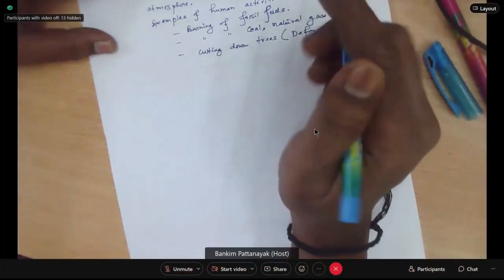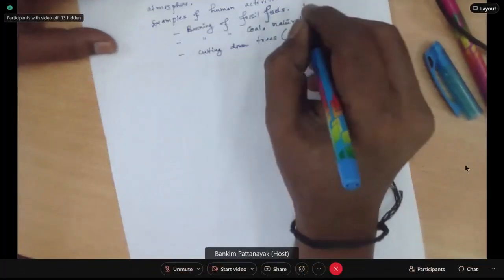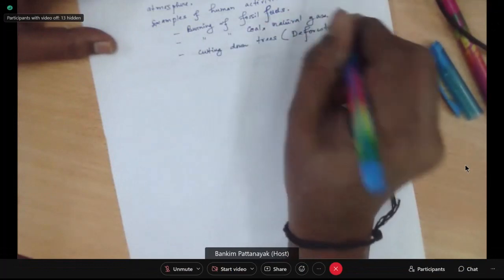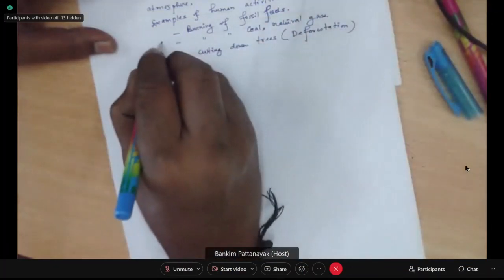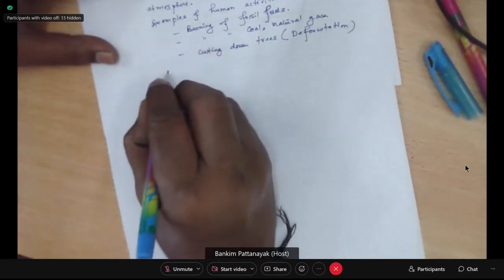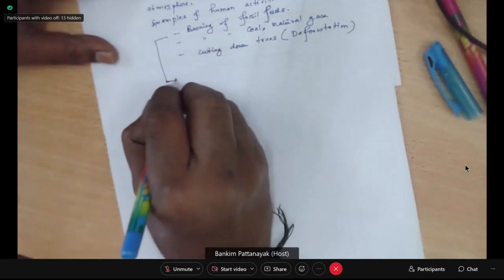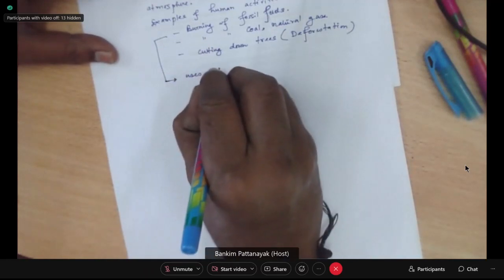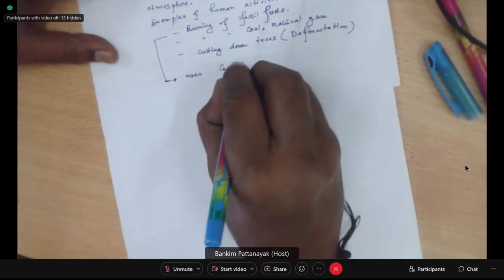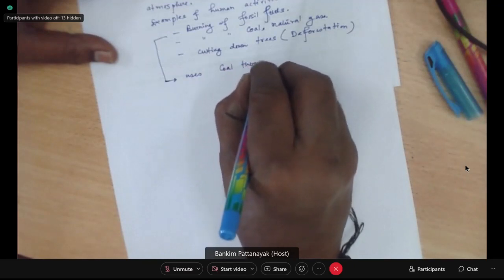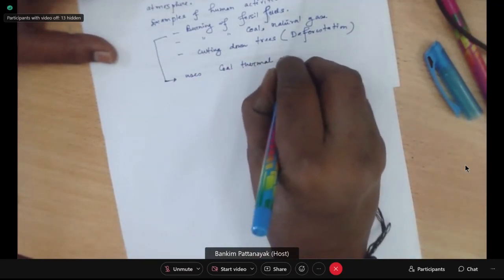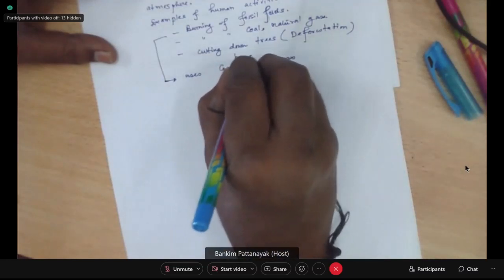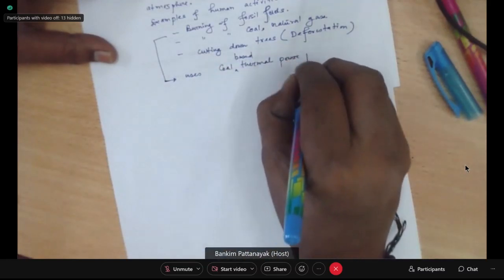Activities are burning of fossil fuels. Fossil fuels are burnt in burning of coal, natural gases. So the burning of fossil fuel, major uses is coal-based thermal power plants.